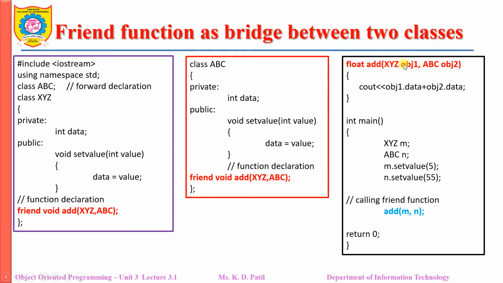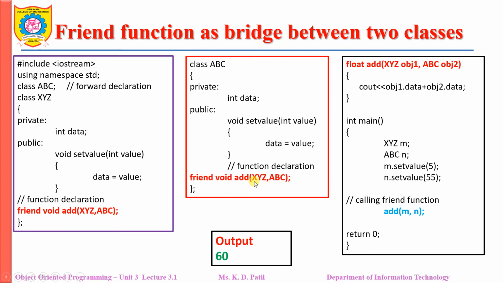Now using the object obj of class XYZ, the data of class XYZ will be accessed by the friend function, and using the object obj of class ABC, the data of class ABC will be accessed and the addition will be performed, that is 5 plus 55, the addition 60 will be performed, and you will get the output as 60. Now if you observe here, both the classes have the common friend function void add.